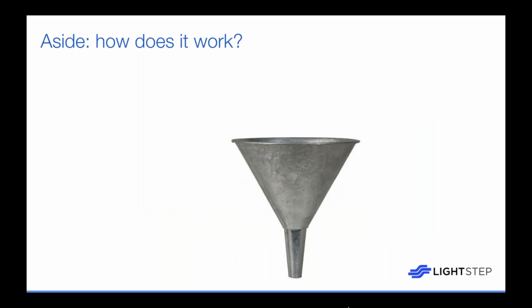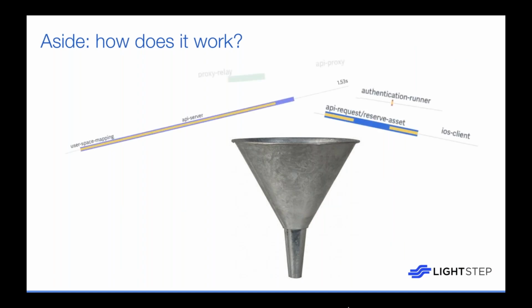Okay, so since I mentioned a tracing solution, I thought I'd say a little bit about how that might work. I draw this funnel here because all of these different spans and all this different metadata are going to go into that funnel. And why do I think about a funnel?